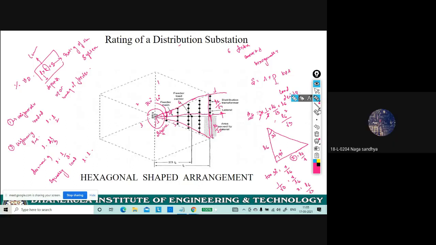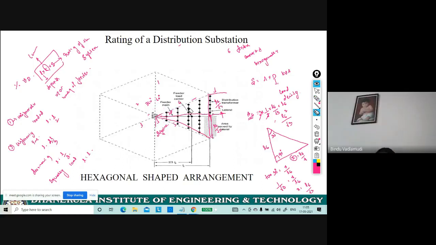Yes, ma'am. Okay, so what I'm saying is, you have calculated the length of the feeder. Here I am drawing again: this length is L6, and this length we got as L6 by root 3, and this will also be L6 by root 3. So what is the total area covered by this? Is it 2 times the triangles or not?